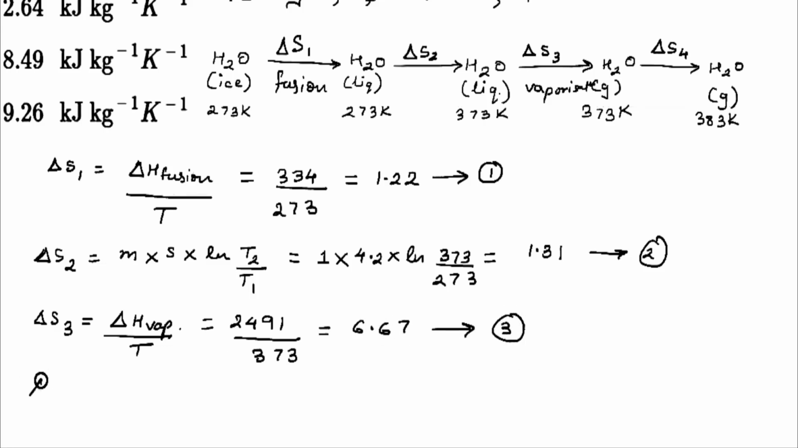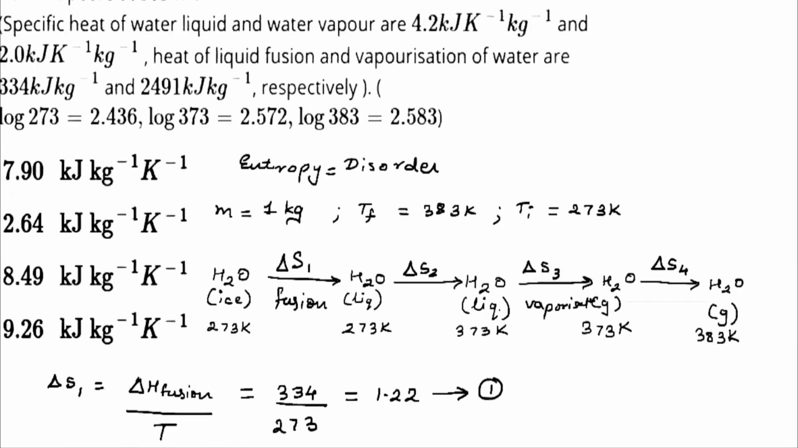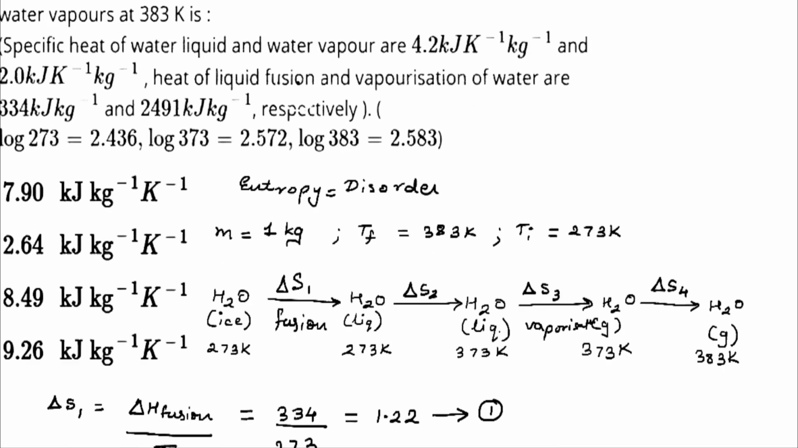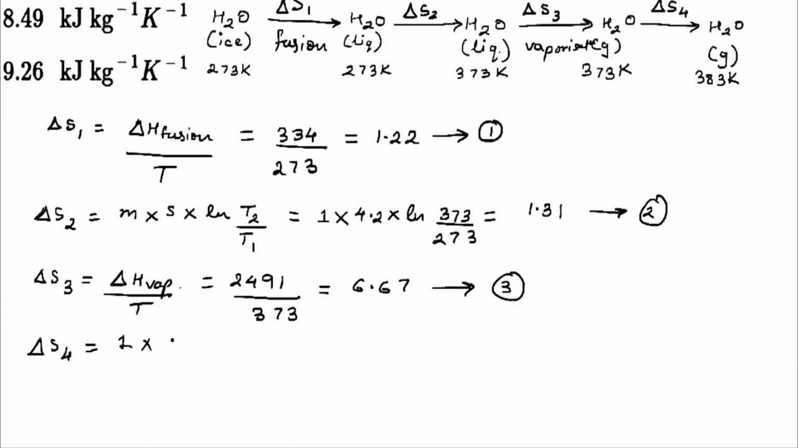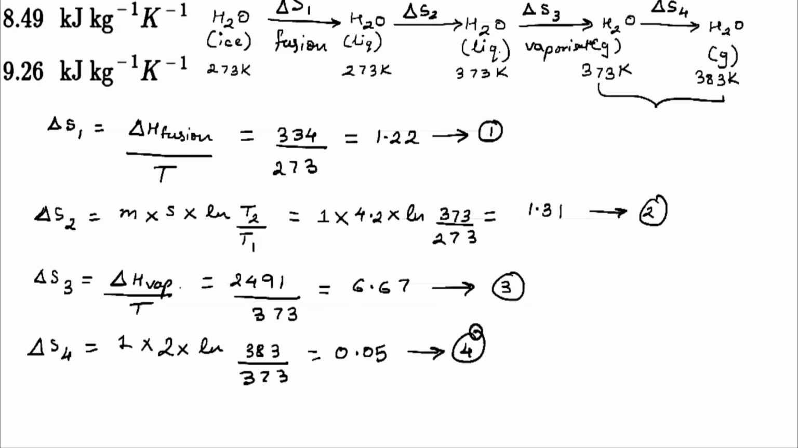And then comes in your last one, that's delta S4. Mass into specific heat capacity once again. So 1 into specific heat capacity, and that would be for your vapor. And that has been given as 2 kilojoules. So that is going to be 1 into 2 into ln 383 divided by 373. This part of it. So this will be giving me a value 0.05, and that's your fourth value.